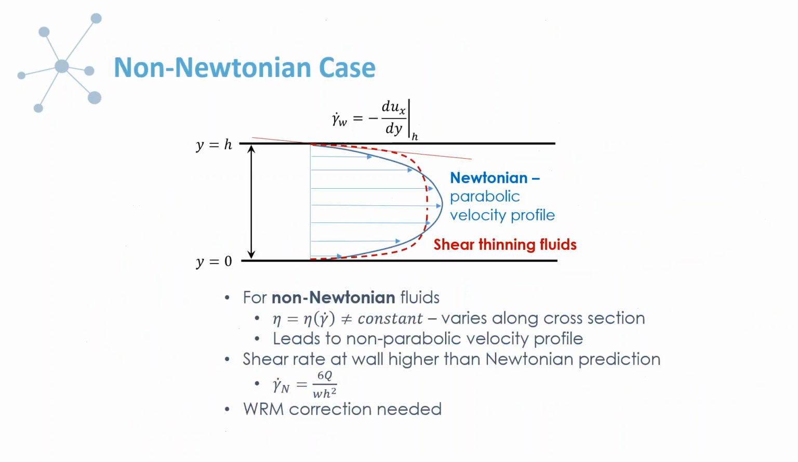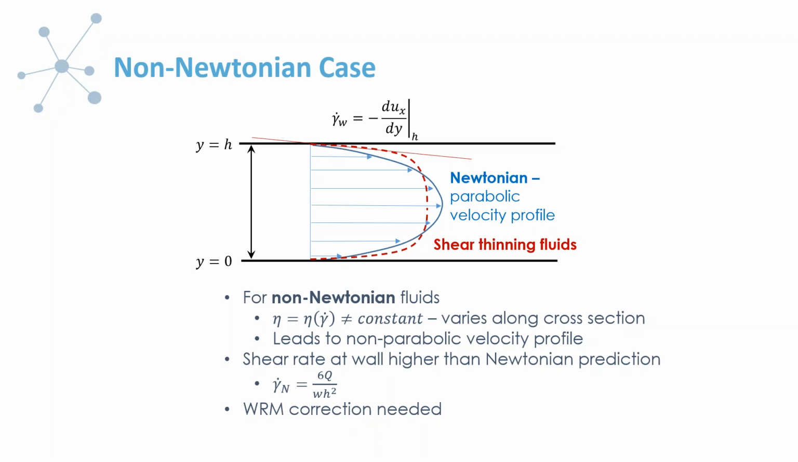So looking more deeply at non-Newtonian behavior as to why we need to do the WRM correction, as I've stated before, the viscosity is completely dependent upon the shear rate that you induce on the fluid or impart on the fluid.